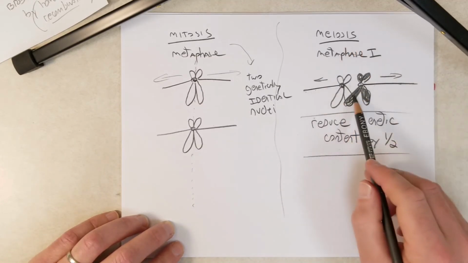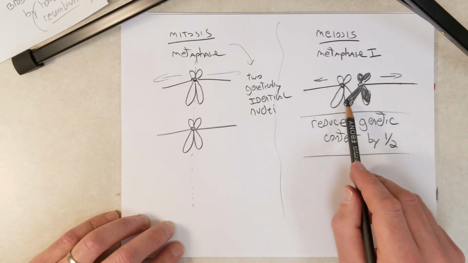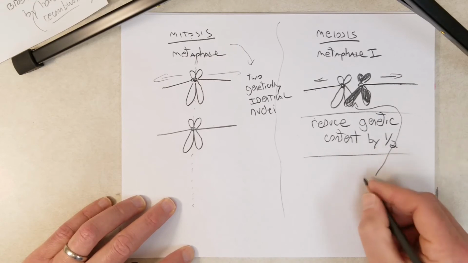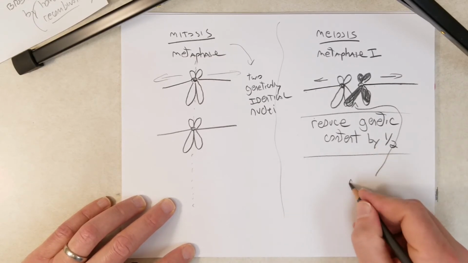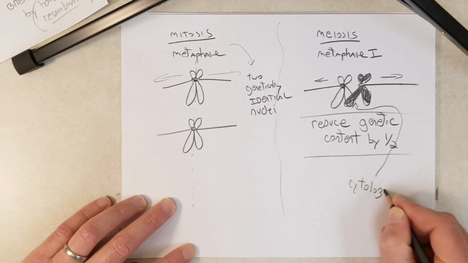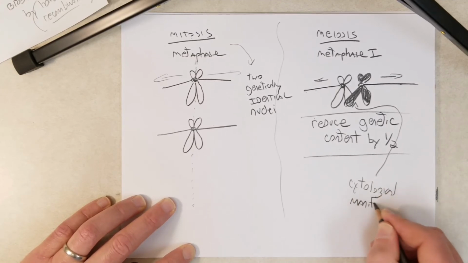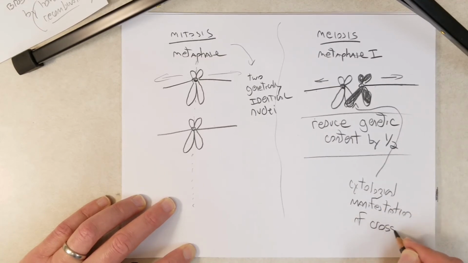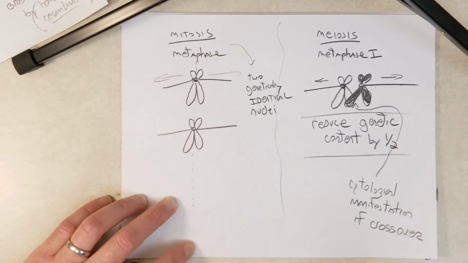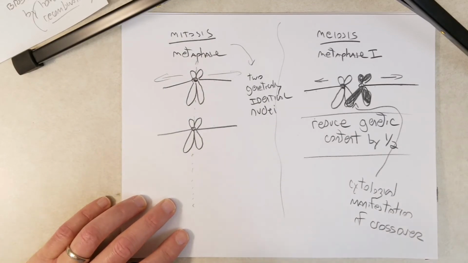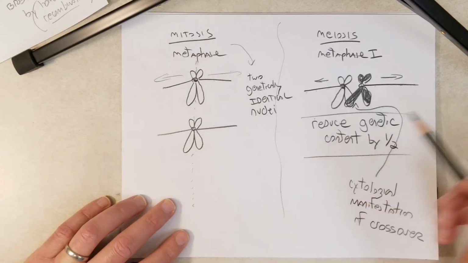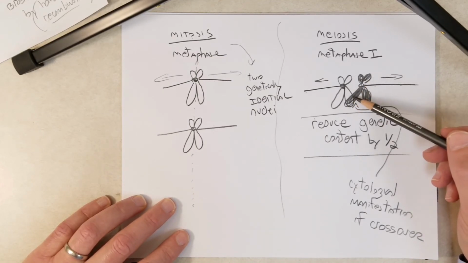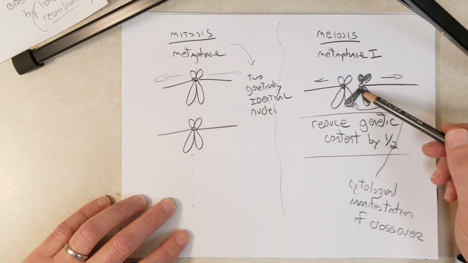Another purpose of meiosis is, well, this thing right here, this overlap, what is that? That is the cytological manifestation of a crossover. Cytological, what is that? That's a fancy term that means it's what you see when you look under a microscope. So when we look under a microscope, we see an overlap between arms of two of the sister chromatids of the homologous chromosomes.